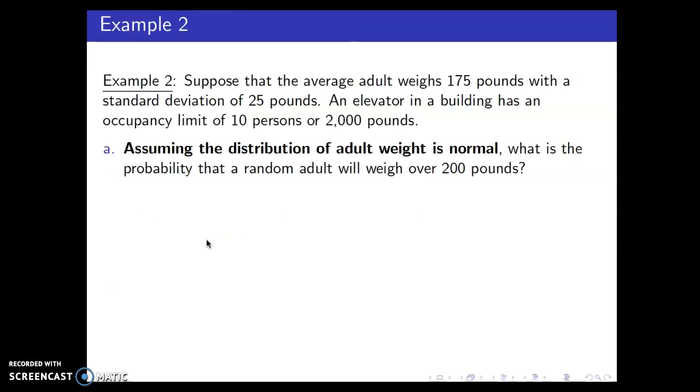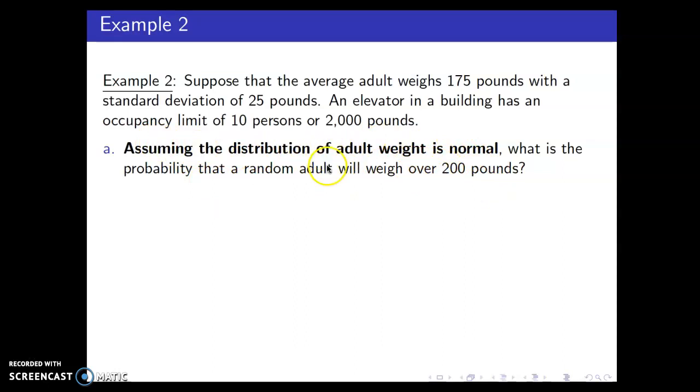Okay, let's look at a couple more examples in this video series. Suppose the average adult weighs 175 pounds with a standard deviation of 25 pounds. And there's an elevator in a building that has an occupancy limit of 10 persons or 2,000 pounds. So assume the distribution of adult weight is normal. What is the probability that a random adult will weigh over 200 pounds?